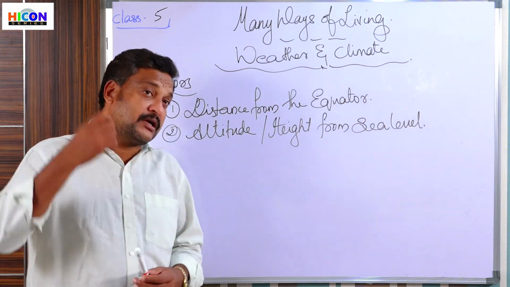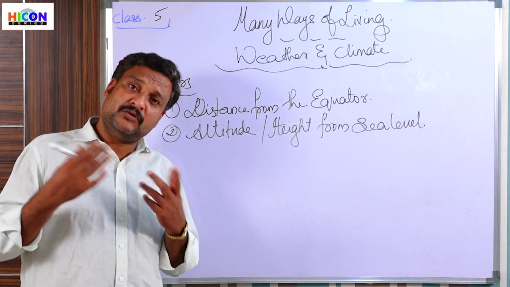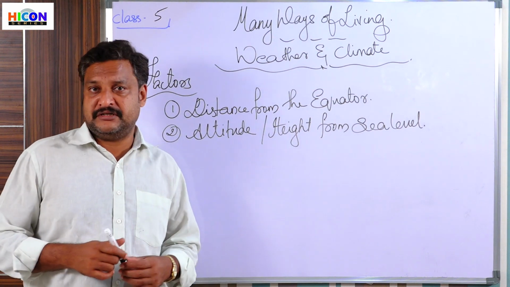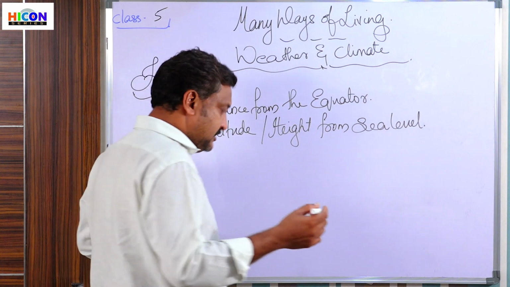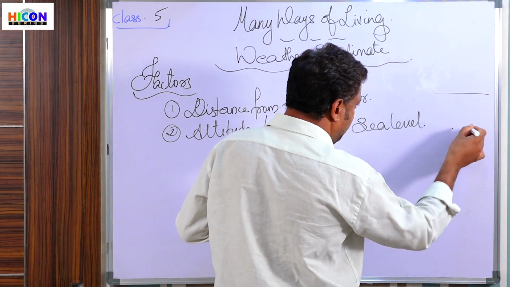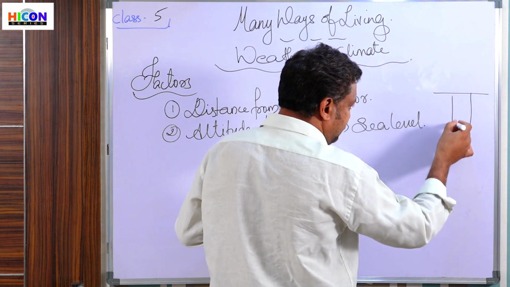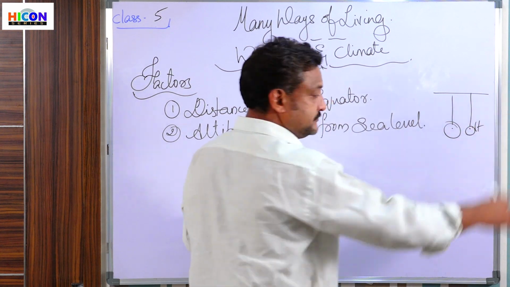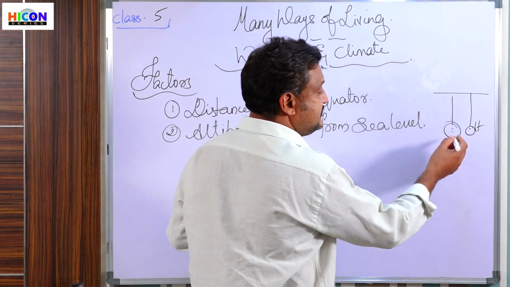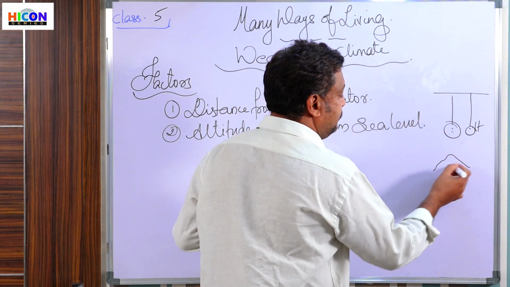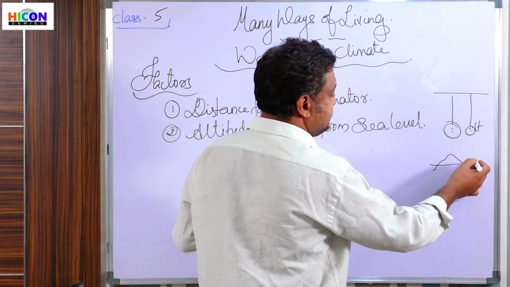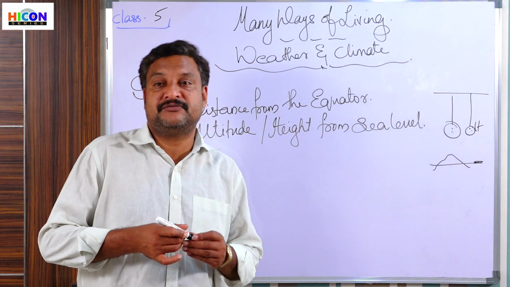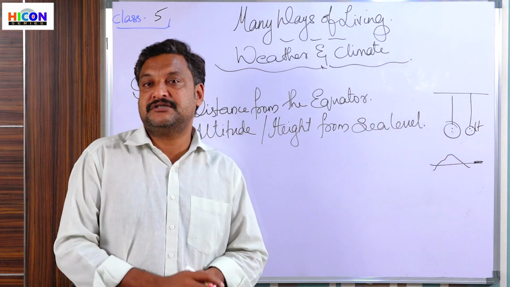Climatic conditions found in the mountain regions are comparatively cooler than in the plain regions. For example, if this is the equator and there are two places at equal distance from the equator, one can be cooler and the other hotter, because this region is located very high above sea level, whereas the other can be at sea level. So based on the height of a place from sea level, the weather conditions change.